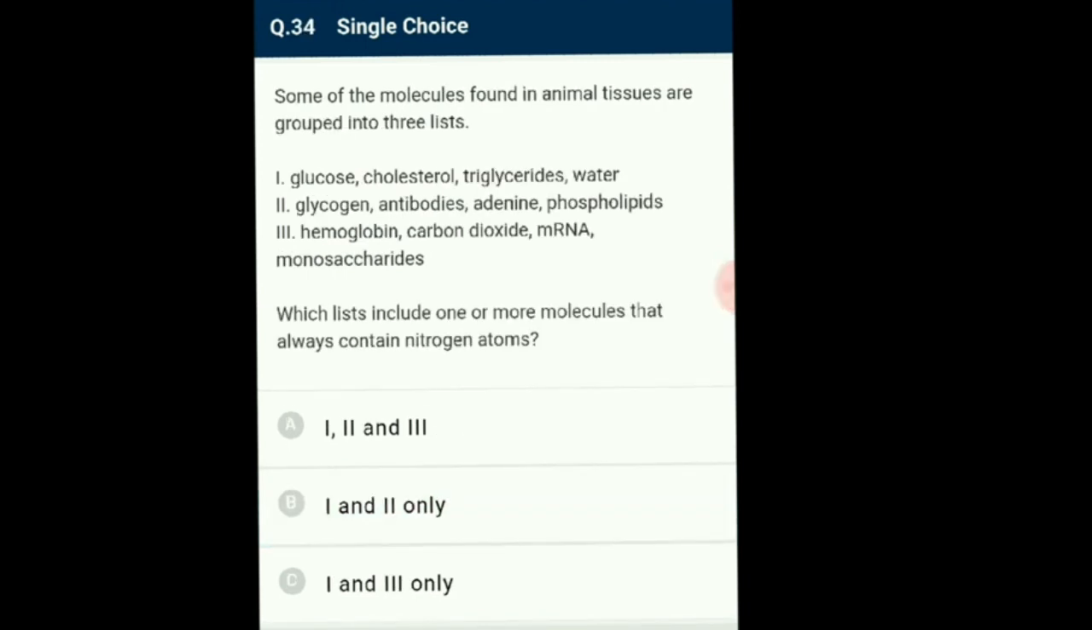Mesosomes and ribosomes only. Some of the molecules found in animal tissues are grouped into three lists. 1. Glucose, cholesterol, triglycerides, water. 2. Glycogen, antibodies, adenine, phospholipids. 3. Hemoglobin, carbon dioxide, mRNA, monosaccharides.